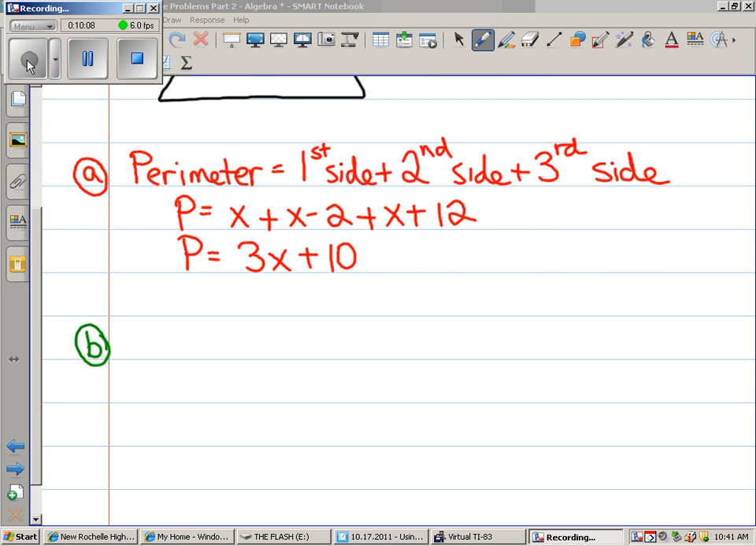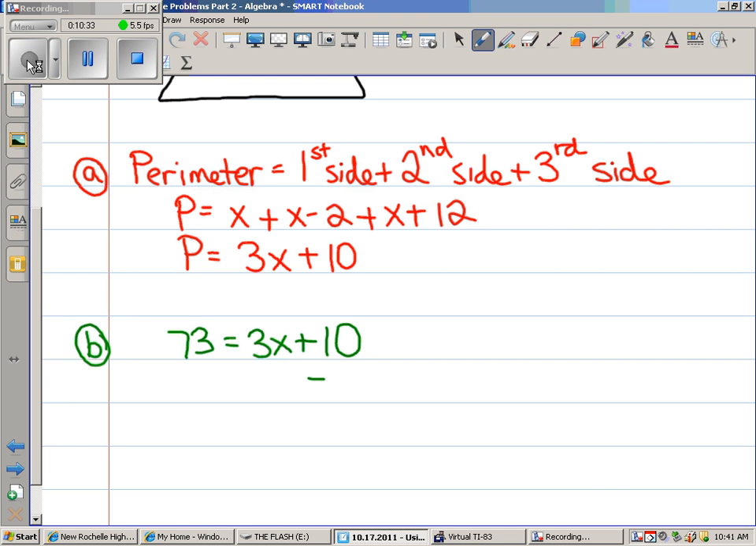And now we're going to do part B. We're going to try and solve for these sides. So 73, it said, was the perimeter. 73 equals 3x plus 10. What do we do when we have an equation like that? Sulema. Very nice. Wow, I like the vocab too. Additive inverse. Yep. We're going to subtract 10 from both sides.